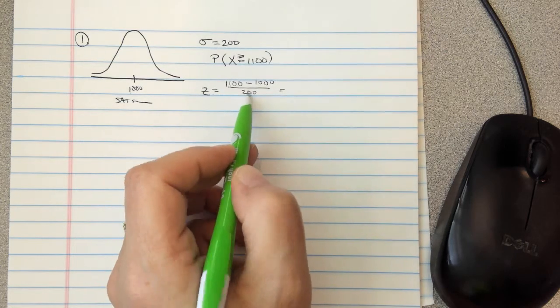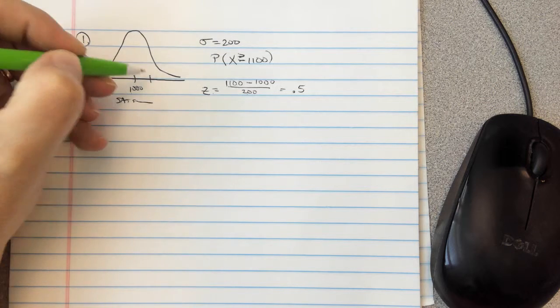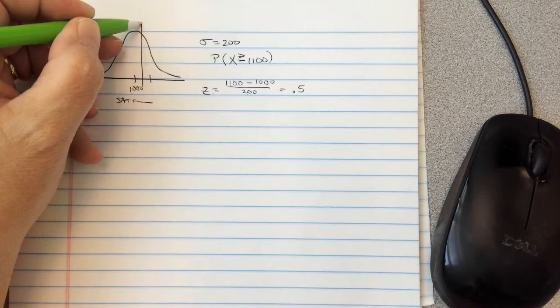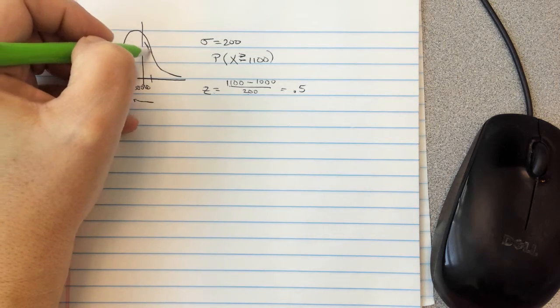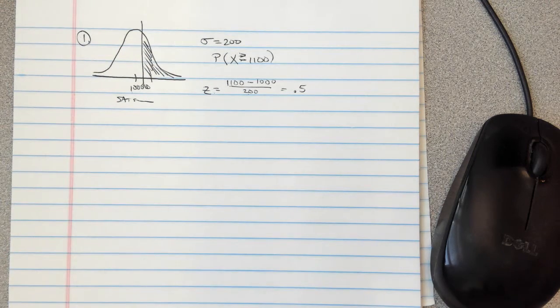So this is 100 divided by 200, which is 0.5, which means we are positive half a standard deviation above the mean. So half a standard deviation above the mean is here. That's where 1,100 lies. And you want to know the probability that we scored at least that much. Then you have calculator magic.